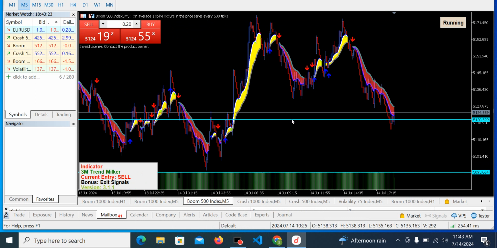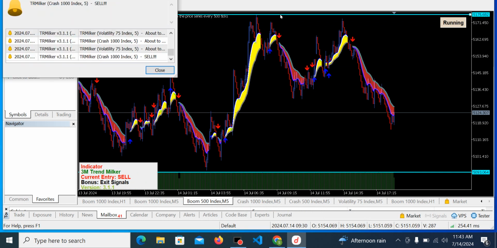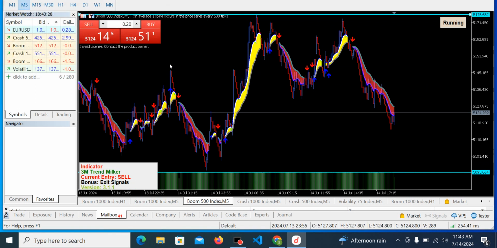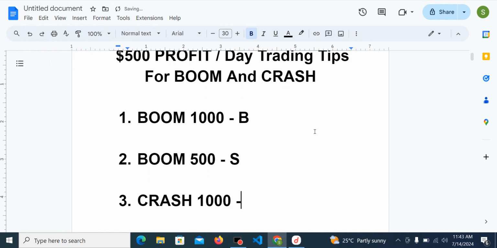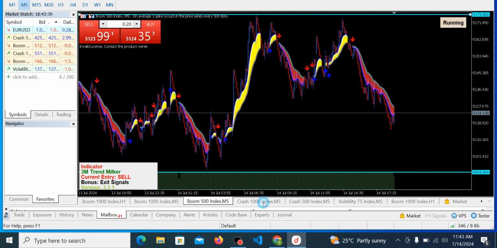This is Boom 500. Boom 500 got to this resistance zone and it was unable to break out from there, so it started a downtrend from there, and it has been selling since then. So this should be giving us more of a selling opportunity than a buying opportunity. Next asset is going to be Crash 1000. Let's check it out right away.